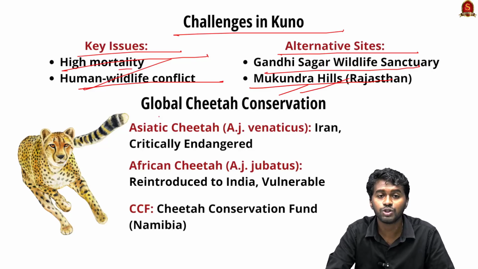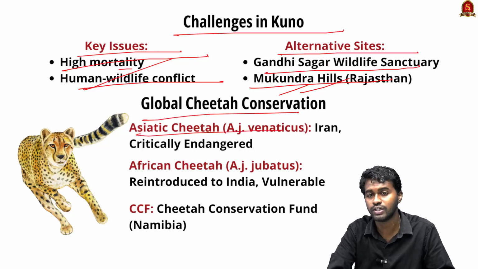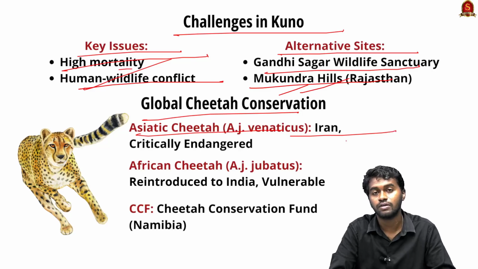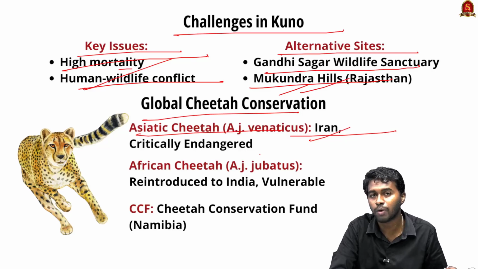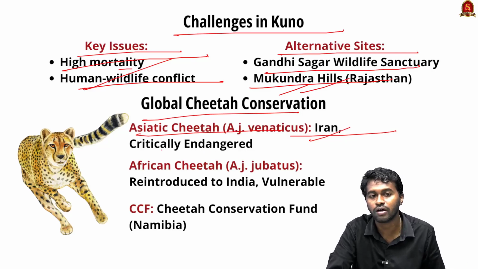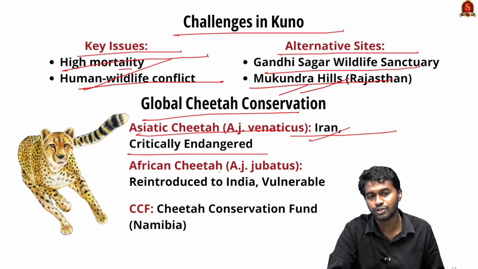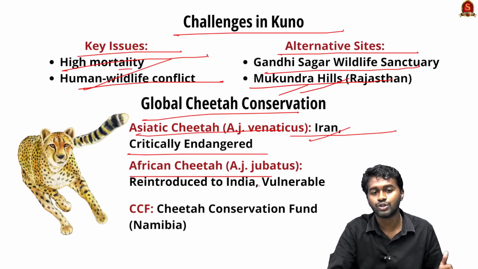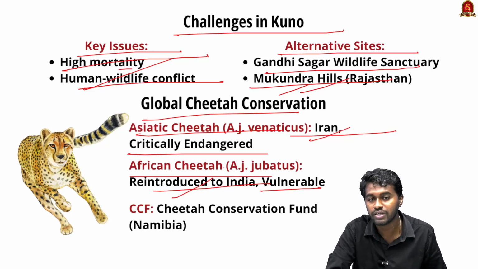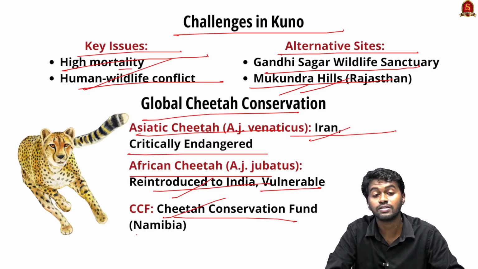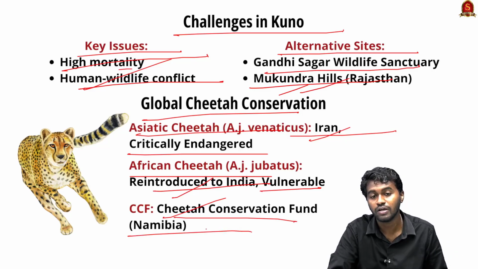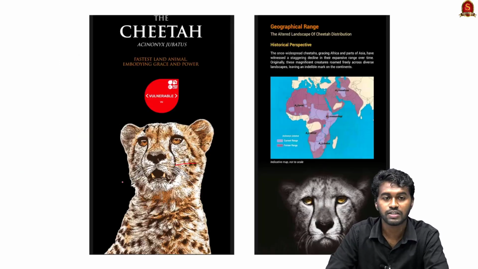And coming to global cheetah conservation, we have the Asiatic cheetah. It is found in the nation of Iran, and formerly it was there in Pakistan and India as well, but now it is only in Iran, and it is in the critically endangered category. And then we have the African cheetah. The African cheetah is categorized as vulnerable, and it is reintroduced to India. And we can see the Cheetah Conservation Fund in Namibia is a key partner to India in cheetah conservation. So you can see the picture of the cheetah.